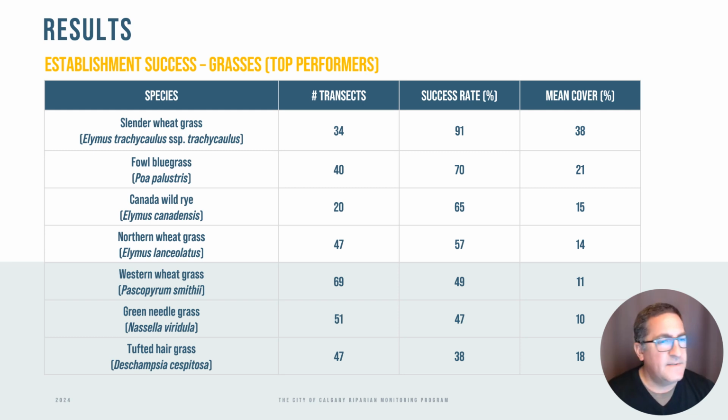All 7 of these species are highly recommended for future bioengineering projects in Calgary. Nevertheless, it's interesting to note that even for these top performing grass species, only 4 were found at 50% or greater of the sites that were seeded. So even these top performers only succeed in establishing about half of the time. And really, that's partly due to the fickle nature of native species, but it could also be a result of not following seeding best practices.